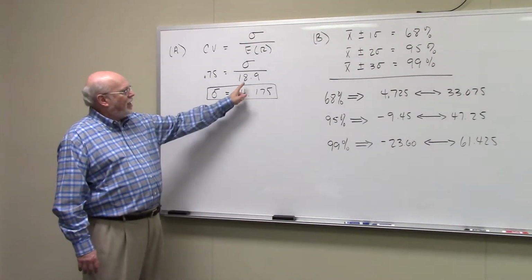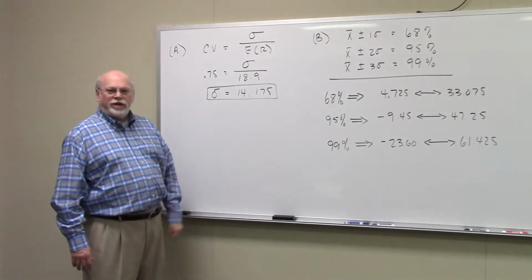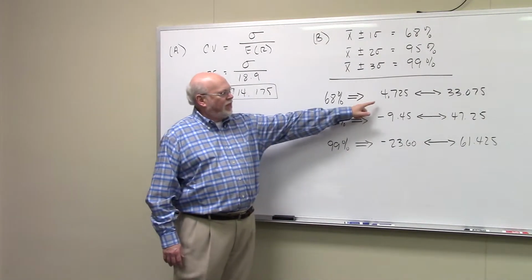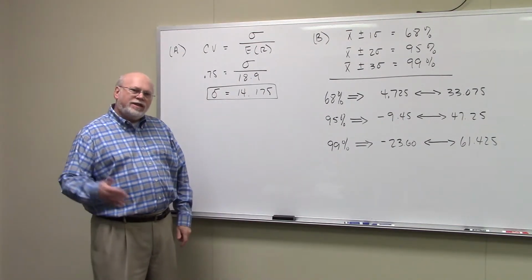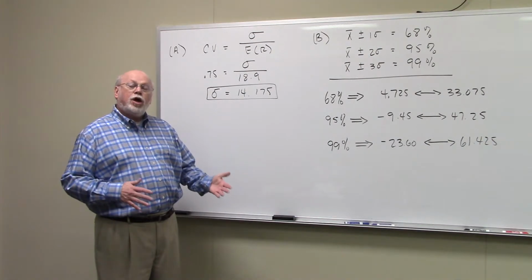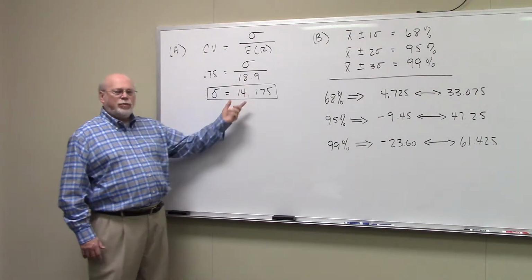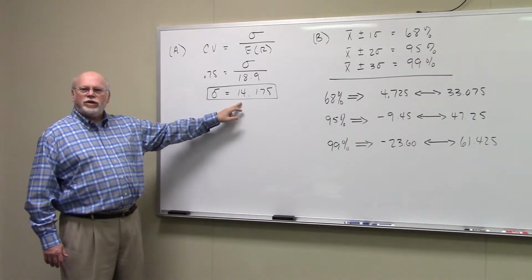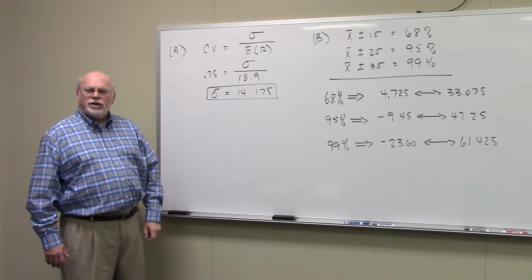So if we take the mean, 18.9, and subtract 14.175, that leaves us with 4.725. To get the other end of the confidence interval now, it's going to be the mean plus one standard deviation. So in this case, 18.9 plus 14.175, and that gives us the upward side of the confidence interval.